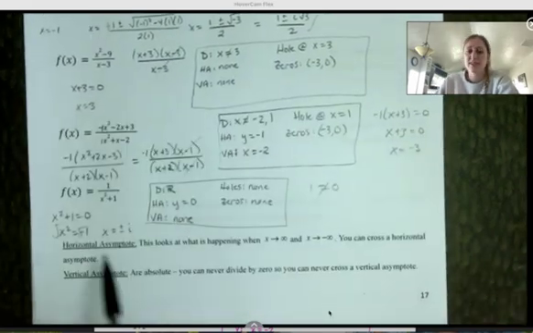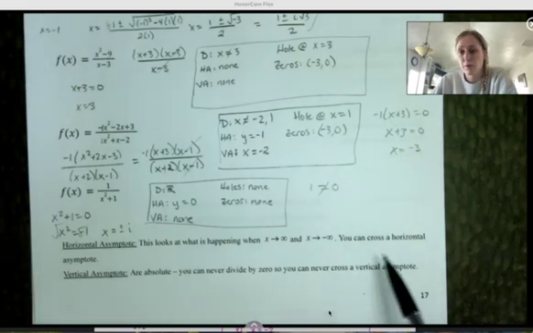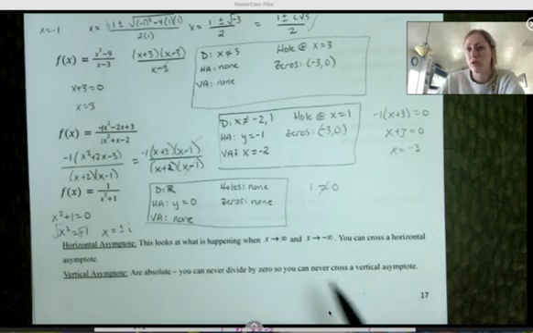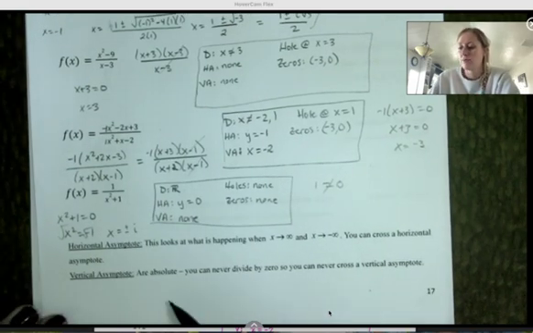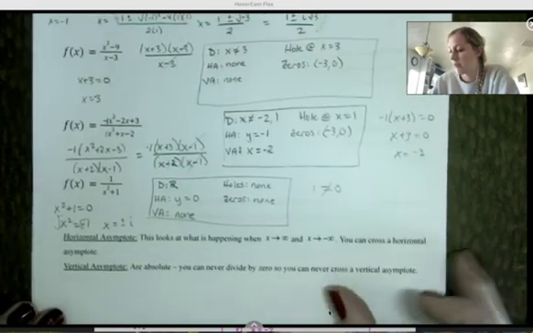Okay, so horizontal asymptotes, those tell us about the ends of the graph on the very far left and very far right. It is possible for our graph to cross a horizontal asymptote in the middle. Vertical asymptotes are absolute. You can never divide by 0, so you can never cross a vertical asymptote.